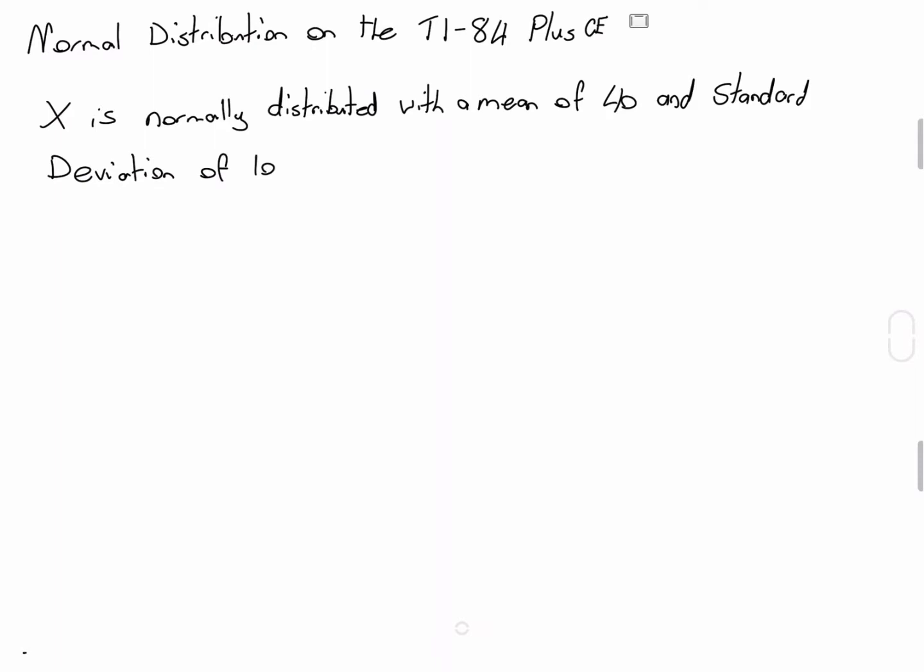So x is normally distributed with a mean of 40 and a standard deviation of 10. What we're going to do is find the probability that x lies somewhere between 37 and 48. And we're also going to illustrate what the answer looks like, so we'll come back to this screen in a moment. So let's look at how we can do this on a calculator.